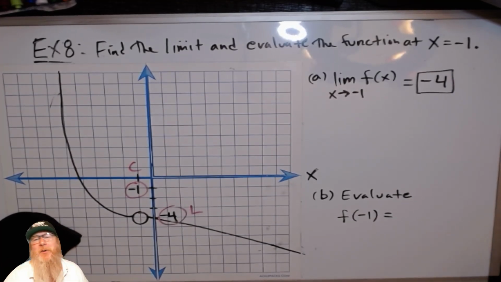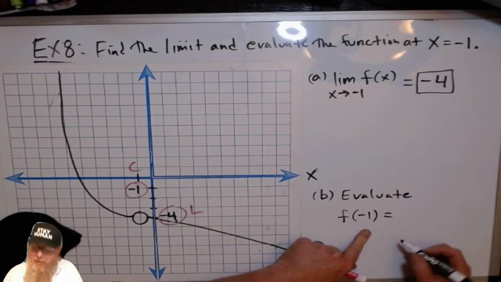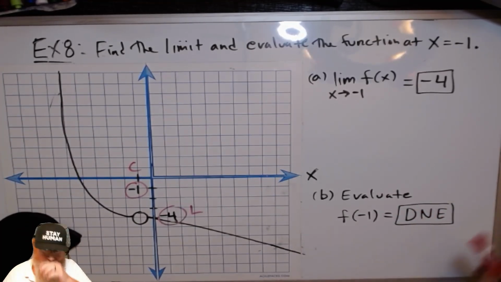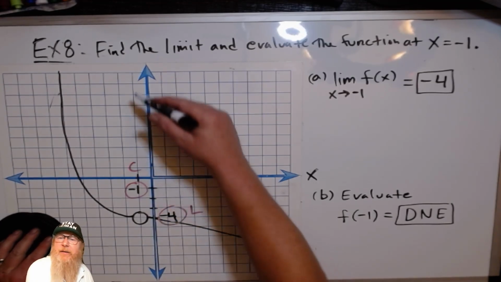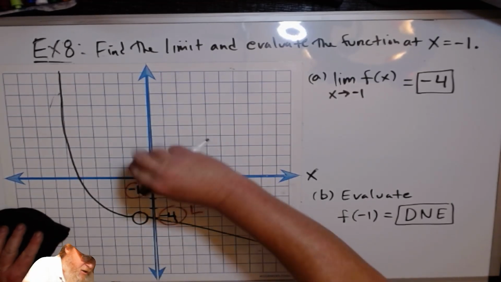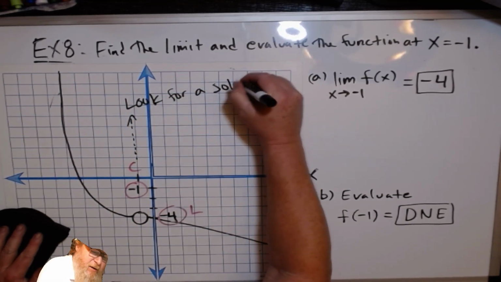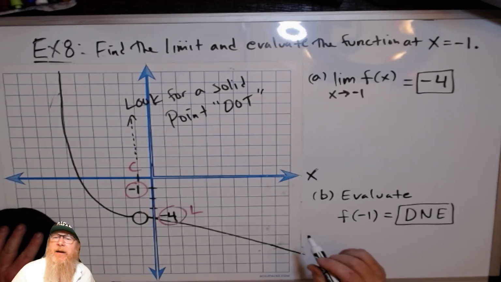All right. So I tried to fool you. I hope I didn't cause too much confusion. Now let's go to evaluating, right? I don't want to screw this one up. This one's not -4. This one still is DNE. Yeah, it is still DNE. Because there's no solid dot at -1. So you look up and down along, and you look for a solid or a closed point or dot.